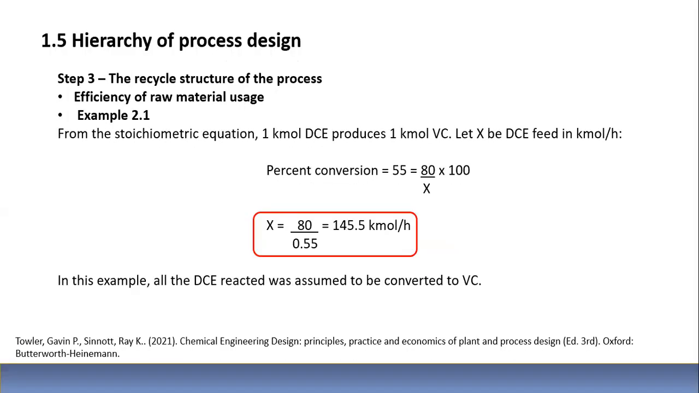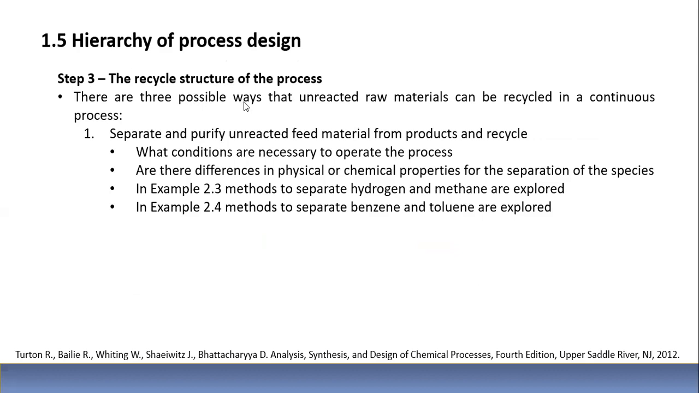So there are 3 possible ways that unreacted raw materials can be recycled in a continuous process. Number 1 is separate and purify unreacted feed material from products and recycle. It's what we had discussed.